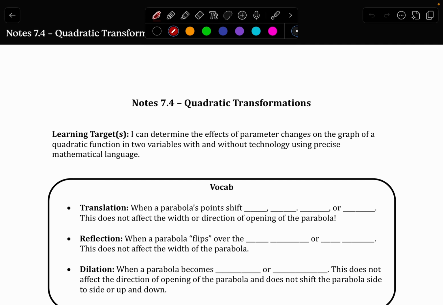go through the notes pretty quickly, and if you need a little bit more of an in-depth notes video, I would maybe go back and reference the linear transformations video back in Unit 4.